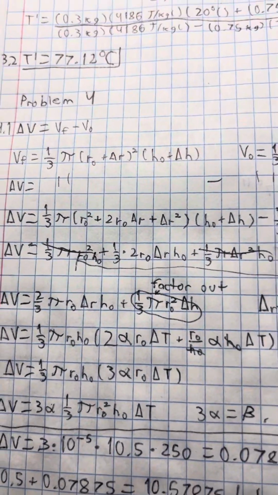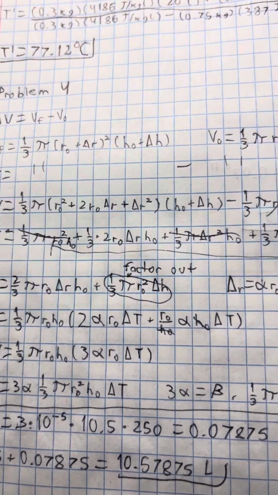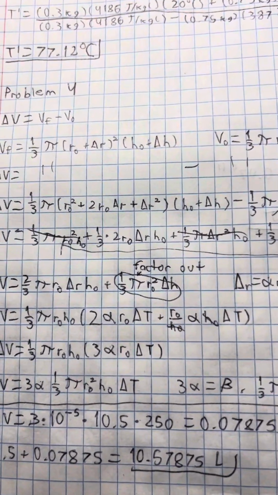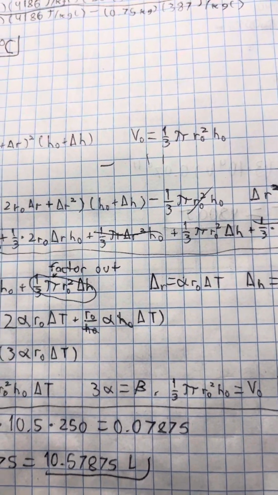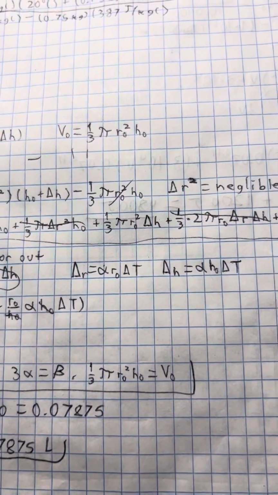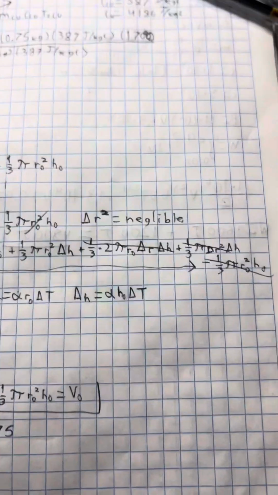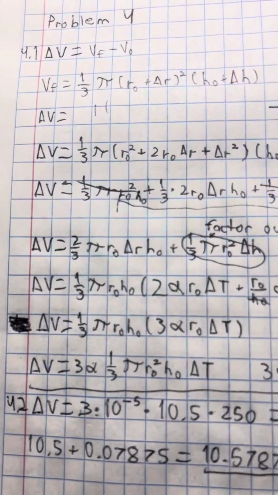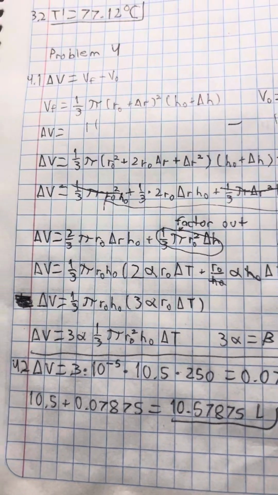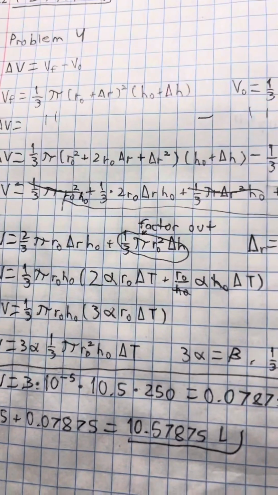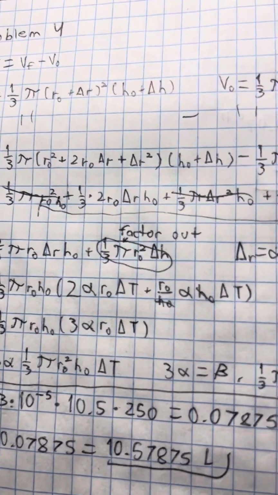Then the 1/3 times 2, that's 2/3 initial r times the difference in r times initial height, plus 1/3 pi. This cancels out because it's negligible. Then this cancels out too because it's negligible, and this one too. And then in the end, you get this formula: 2/3 pi times initial r times the difference in radius times initial height, plus 1/3 pi r squared times the difference in height.